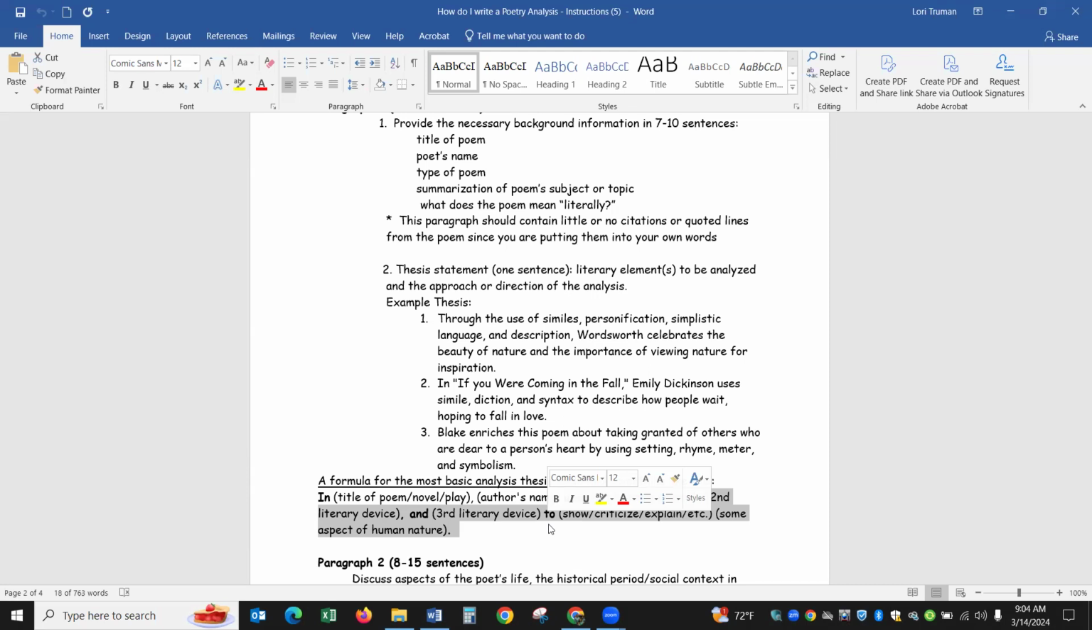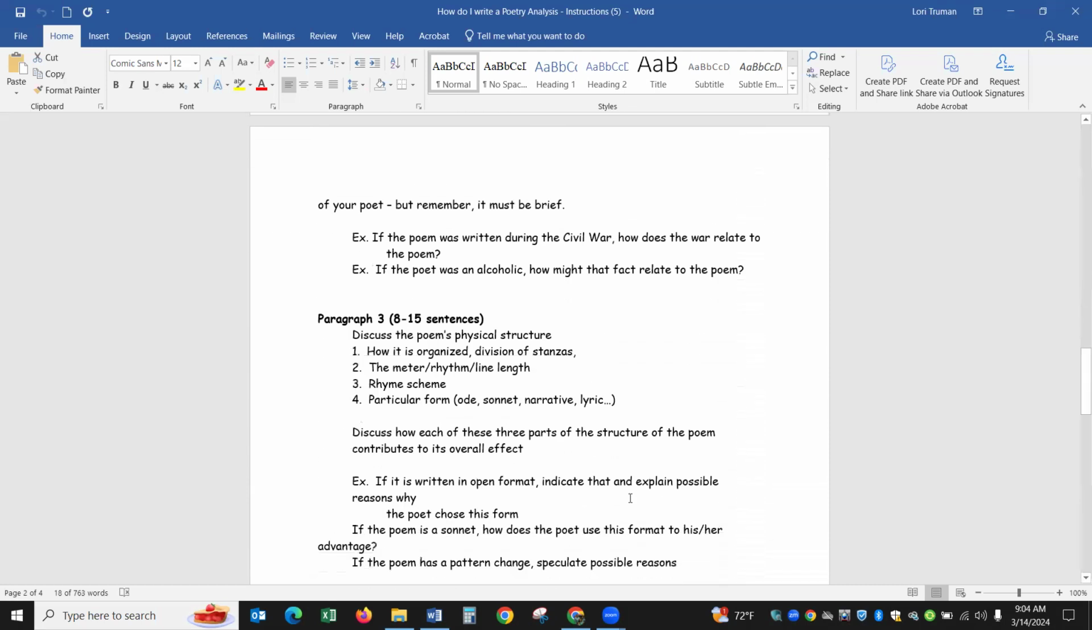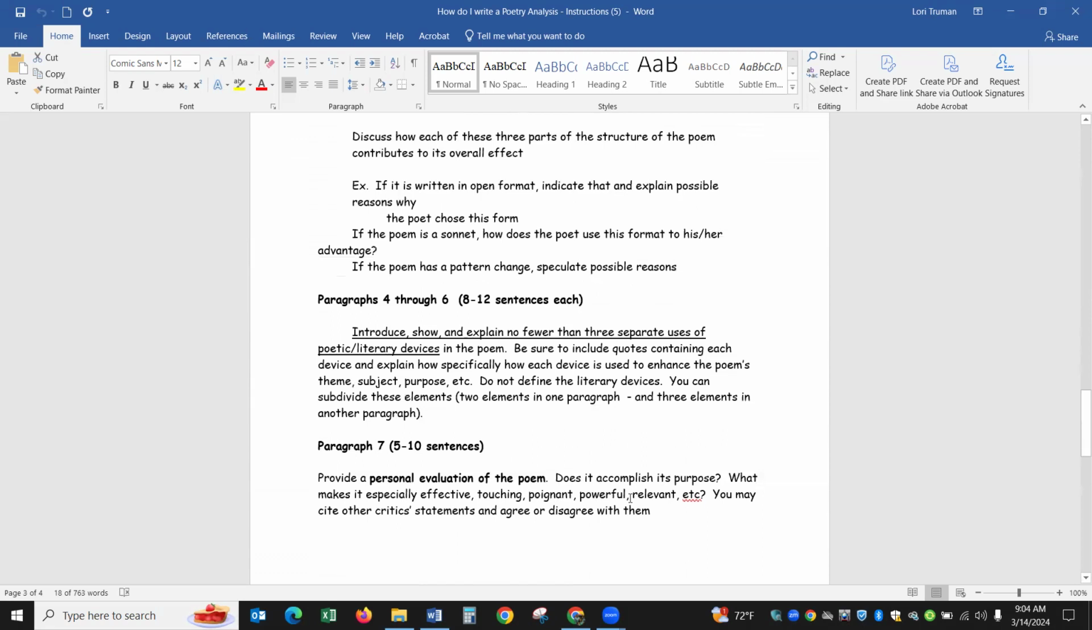Tone, diction, specific allusions, things that we have talked about in the course, that's what you need to list in the literary devices. Then those become paragraphs 4, 5, and 6.